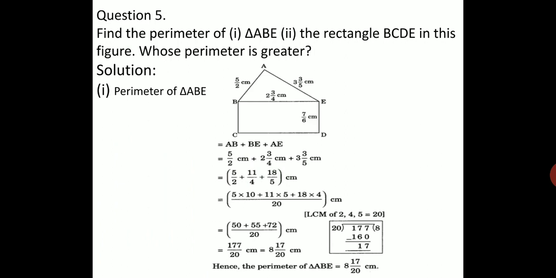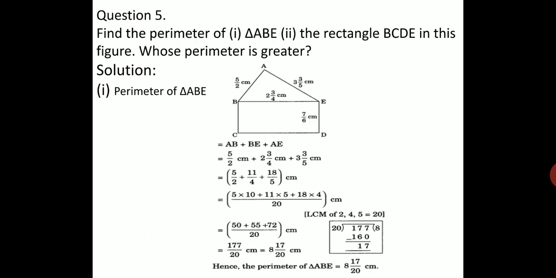Now what is the perimeter of a triangle? Perimeter of triangle is sum of all the sides. So we will do here AB plus BE plus AE. AB is how much? 5 by 2 centimeter plus BE is how much? 2 3 by 4 centimeter plus 3 by 5 centimeter.